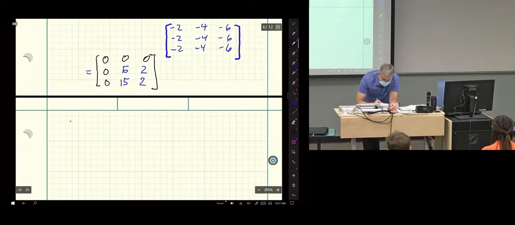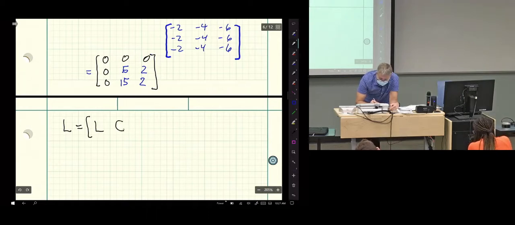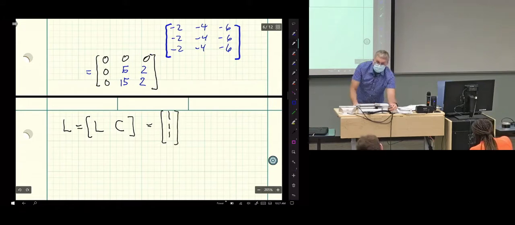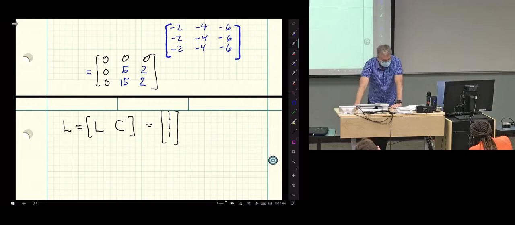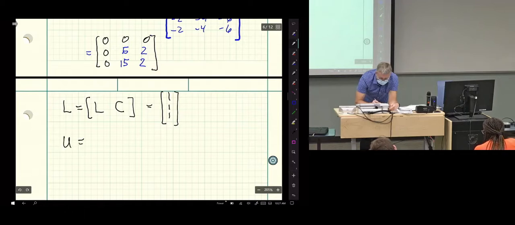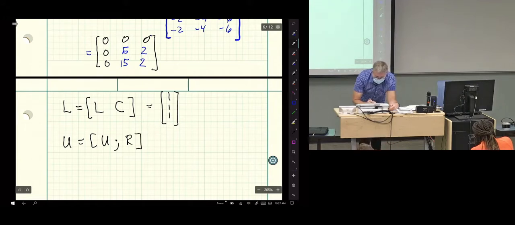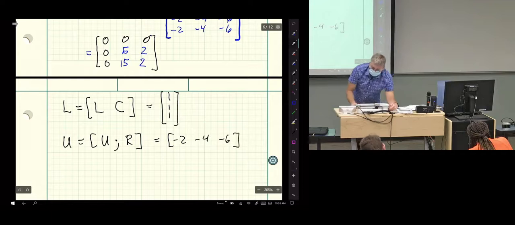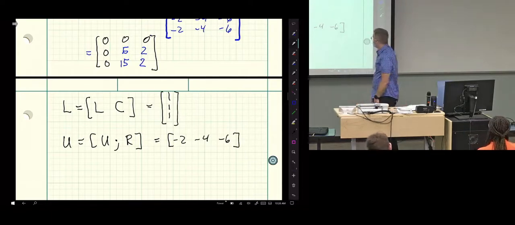Okay, and so what I'm going to do is define L is equal to L, and then I put C here. Because L was empty, when I append C, all I get is a matrix with a column, and it was 1, 1, 1. And then U is the empty matrix U, and I'll use Julia notation, and I put R, and so all I get was R, and that was minus 2, minus 4, minus 6.